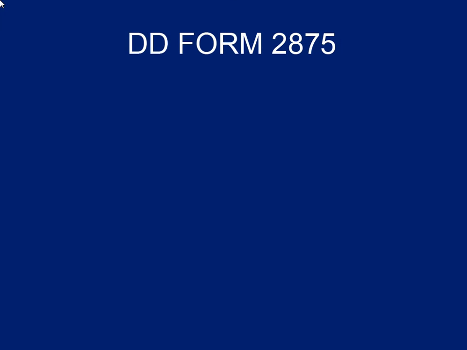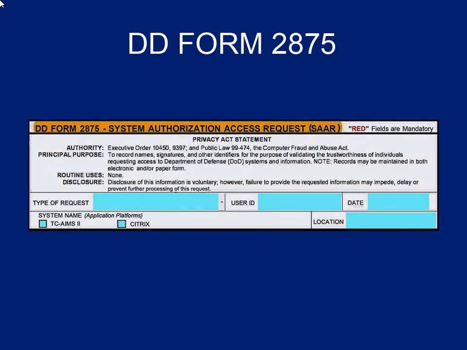DD Form 2875 is divided into 4 sections. The first section includes both the request detail area, shown here, and a user information area, designated as Part 1 on the form. The input into this section is usually filled in by the user, but it may also be filled in by the user account manager.